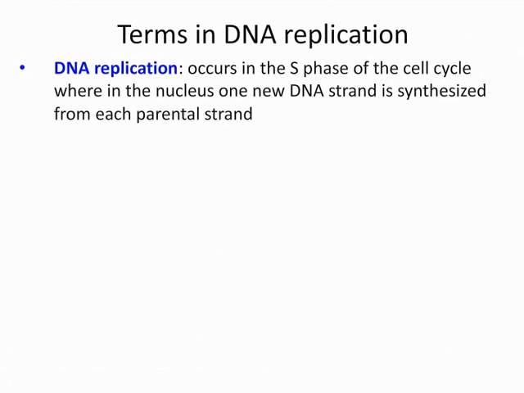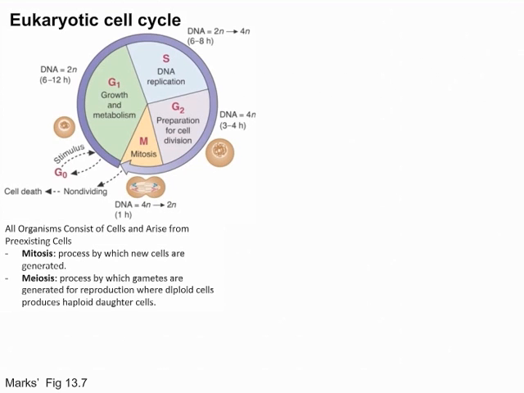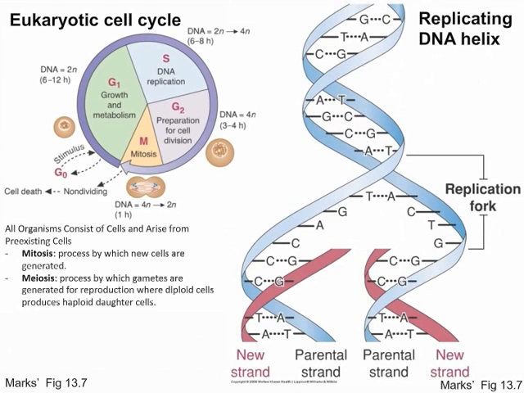So DNA replication occurs in the S phase of the cell cycle, and that's where in the nucleus one new DNA strand is synthesized from a parental strand. So here's the eukaryotic cell cycle. We just said that DNA replication occurs in the S phase. So all organisms that consist of cells arise from pre-existing cells. So part of cell division is mitosis and meiosis. If you look at the helix on the right, all new strands are made from the template of the parental strand.